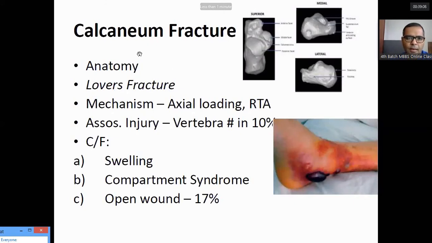Okay. Coming to the anatomy of the calcaneum, it has anterior facet, middle facet, posterior facet. This is the superior view. Okay. In the medial view, this is the body. This is the sustentaculum tali. In the lateral view, there is the part that communicates.